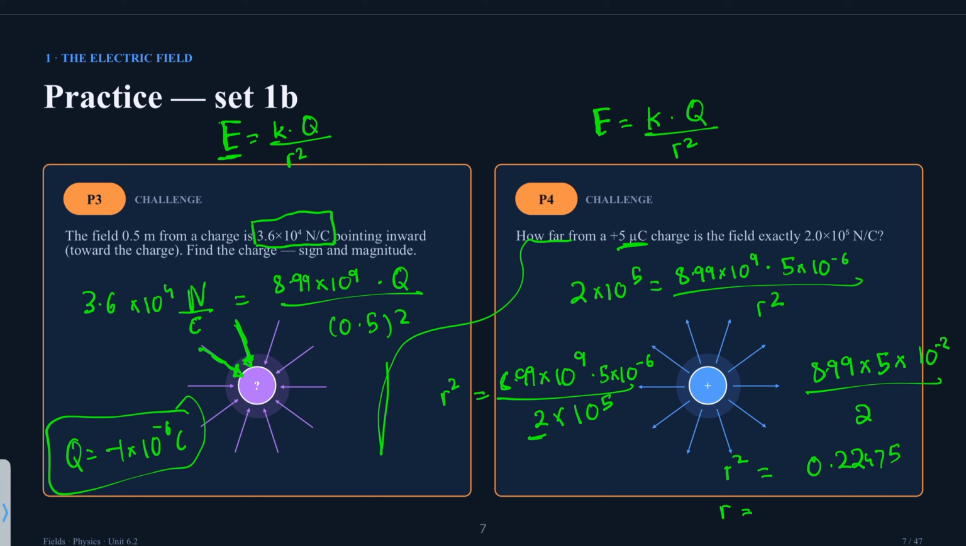So R is just the square root of that. And since we use SI units, right? Because we converted from microcoulombs to coulombs, and likewise, our answer is similarly going to be in SI units, so meters. So square root 0.22475. Okay. And you should get approximately 0.474 meters. There you go.